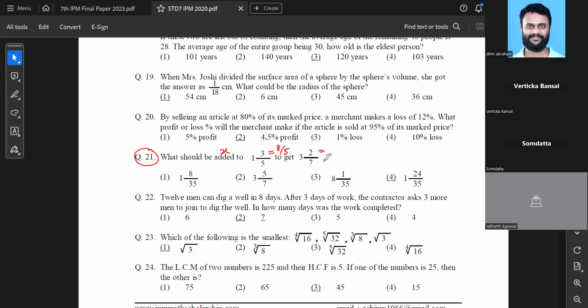3 and 2 by 7 is going to be 23 by 7. So, what is to be added? Whatever is to be added is the difference between them, that is 23 by 7 minus 8 by 5. When I take the LCM, I get 115 minus 56 upon 35. So that gives me 59 divided by 35, which can be written as 1 and 24 divided by 35. Hence, your answer is 1 and 24 divided by 35.